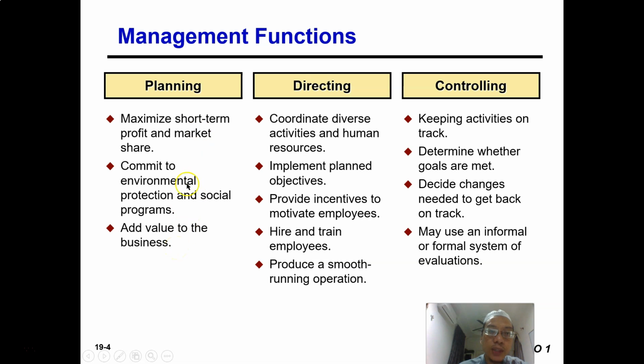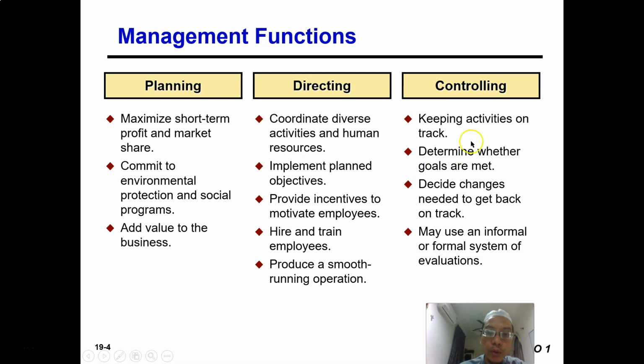They plan to achieve these things, commit to environmental protection and social programs, and they plan how to add value to the business. Once they have planned, or they know the objective of the company, then they do directing, which is coordinating the diverse activities and human resources. So they have resources. How do they utilize all these resources in order to achieve what they have planned before? They implement the planned objectives, provide incentives to motivate employees, and sometimes they do the hiring and training of employees, and produce smooth running operations.